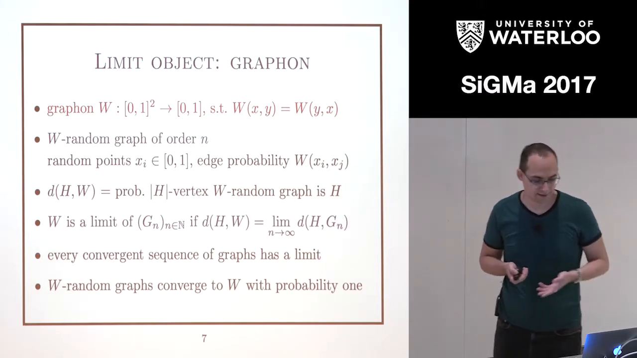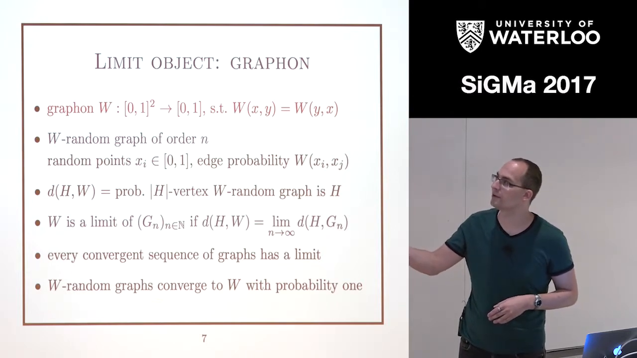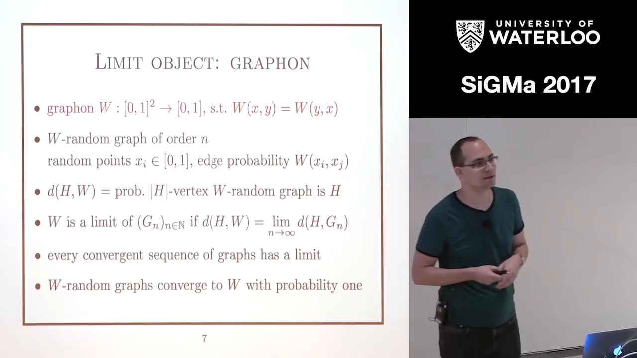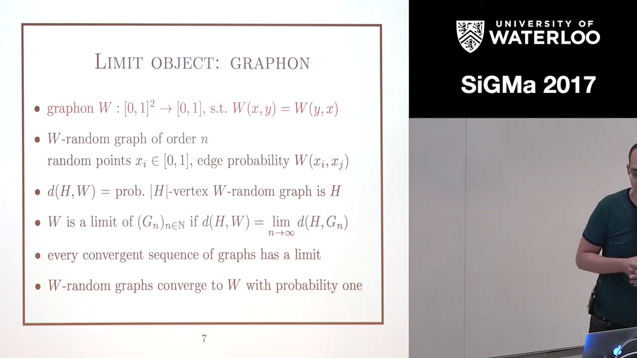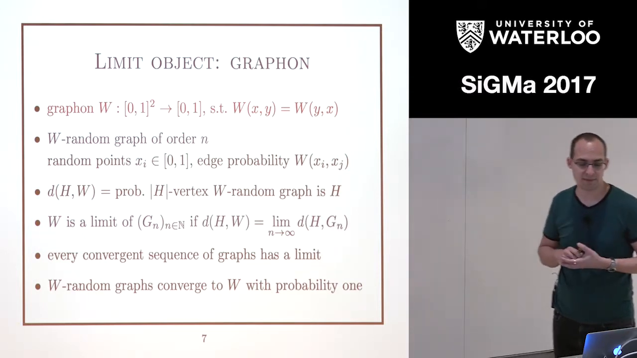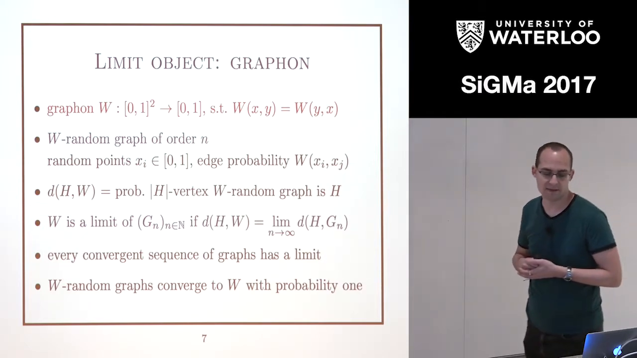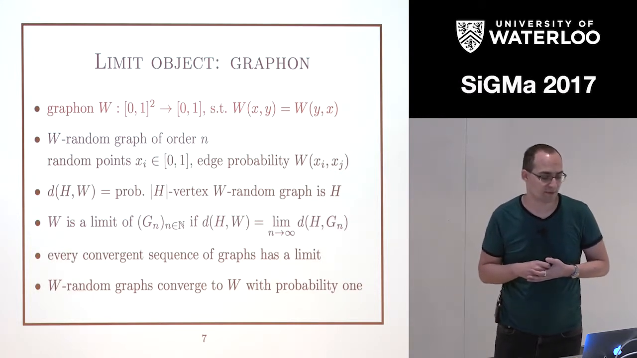So what is easier to show is that if one takes a sequence of W-random graphs with the number of vertices tending to infinity, this sequence converges to W with probability 1. And this is just a standard application of tools basically from probability theory. One just needs to bound the probability of large deviations from the expected density of a small graph or small subgraph.